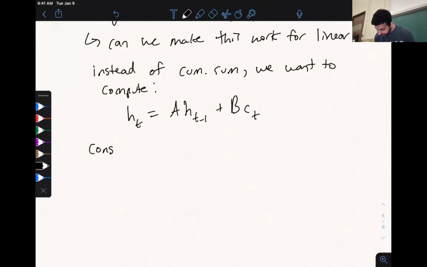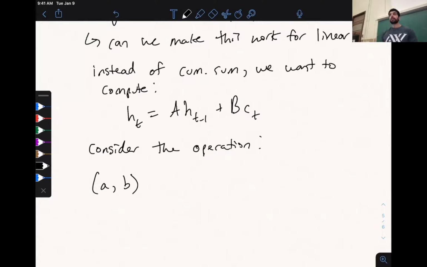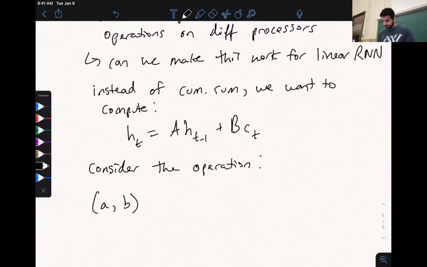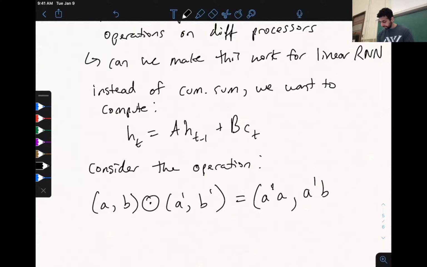So this is the operation that they propose. Given a pair of tuples, this represents how we merge this node and this node to get the parent node. That's what we're interested in. So if we have two of these tuples, they define this new operation that computes the following. The first element of this resulting tuple is the product of A prime and A. And the second element of the tuple is A prime B plus B.